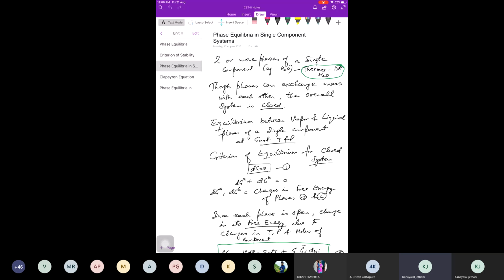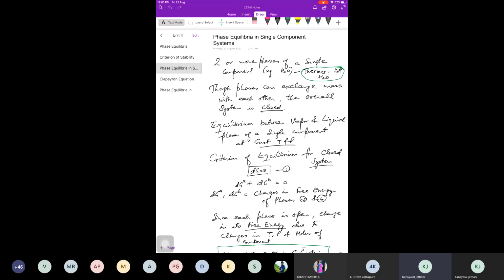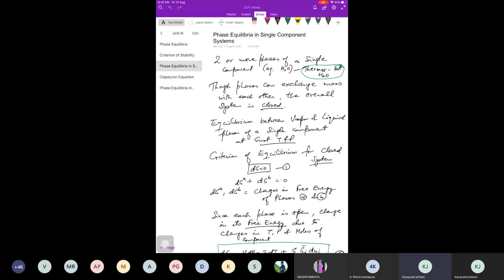Okay. So if there are two or more phases of a single component, for example, water, we have seen example of thermos. If you put hot water in thermos, there will be some vapor, which will have some water vapor in it, and you'll have liquid water at whatever temperature you put in. Right? The phases can exchange mass with each other. The overall system is closed. There is no mass exiting the system, right? From thermos, there is no water evaporating or going out of the system.